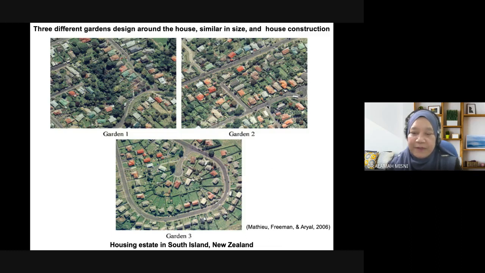For example, the first one is, I guess, more than 20 years, and the garden number two is maybe around 5 to 10 years, and then the last one is not more than 5 years of housing development. Next.